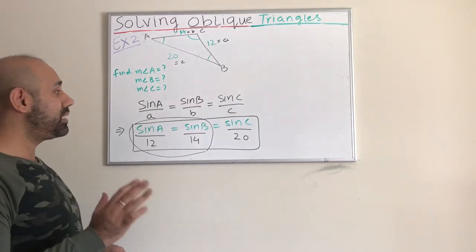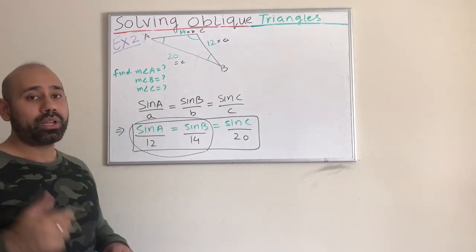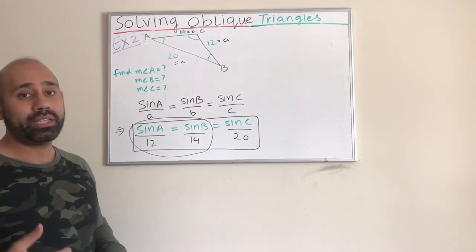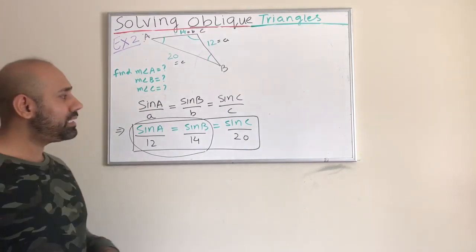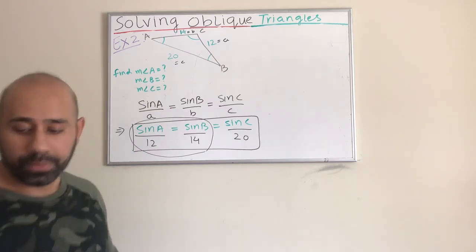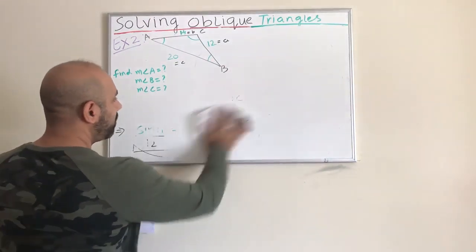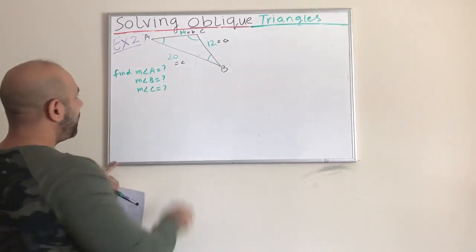So guys, if sine law does not work, then we have to move on and try something different. And in this case, that something different is going to be the cosine law. So I'm going to get rid of this, and then we're going to try the cosine law. We can see that the sine law does not work. So now let us try the cosine law.